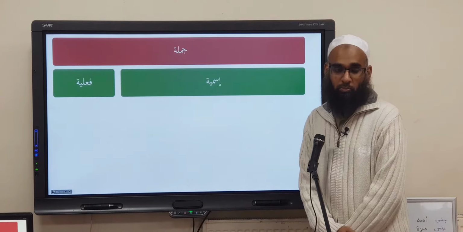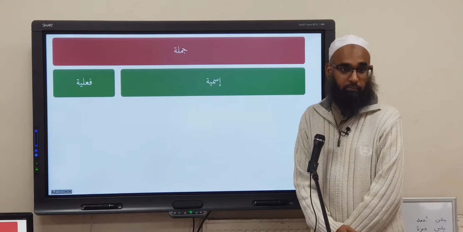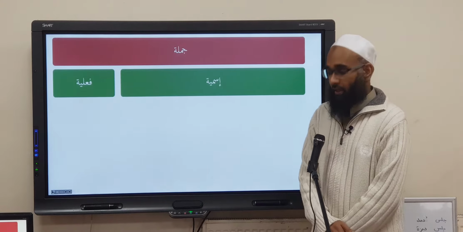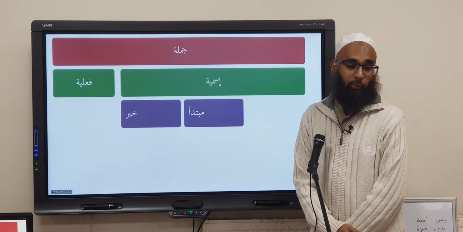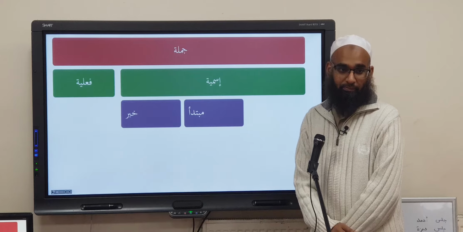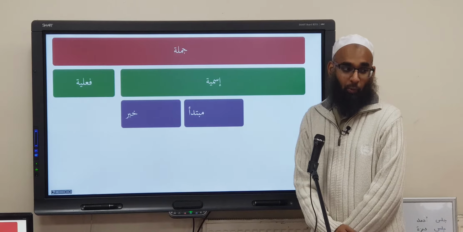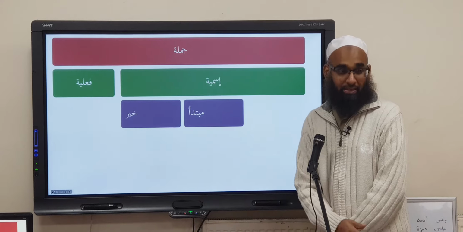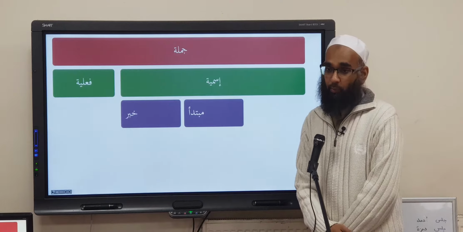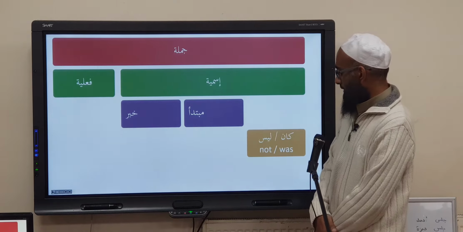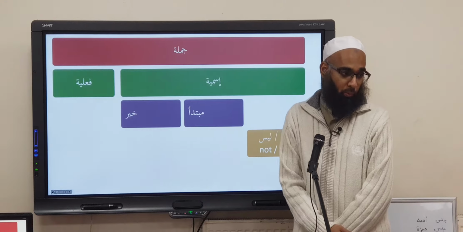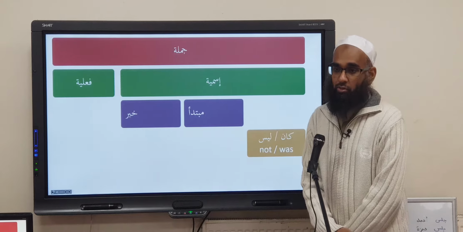What are the two parts of a Jumlatun Ismiya? The Mubtada and the Khabar. Okay, the Mubtada and the Khabar. And what can you add to a Jumlatun Ismiya? What can you add before? You can add kana and laysa. What's kana and laysa called? Fi'lun naqis. You can add a fi'lun naqis. What does kana mean? Was. What does laysa mean? Not.